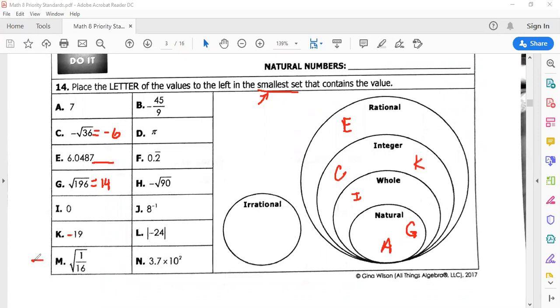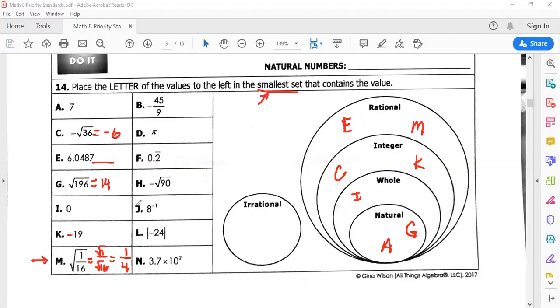And let's do this one. That's the same as the square root of 1 over the square root of 16. So now we know the square root of 1 is 1. The square root of 16 is 4. So that's the fraction 1/4. So that has to be a rational number because it's a fraction. Remember, integers are the whole numbers and their opposites.